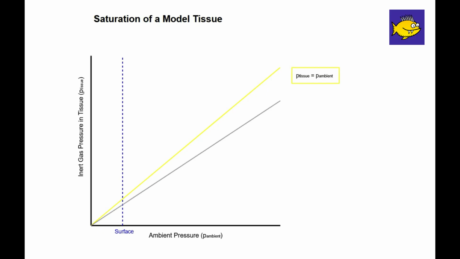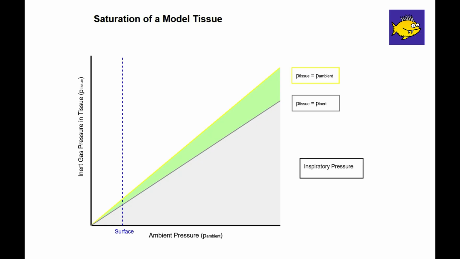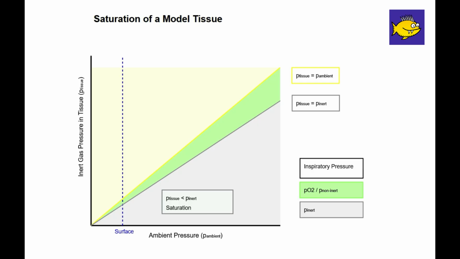Below this is another gray line. Here, the inert gas pressure in the tissue is the same as that in the breathing gas. The area below the yellow line is divided into two fields, one gray and one green. In the gas we breathe, gray would be the inert gas, usually nitrogen, and green would be what is not inert gas, primarily oxygen. In the gray field, the inert gas pressure in the environment, in the breathing gas, is greater than in the tissue.